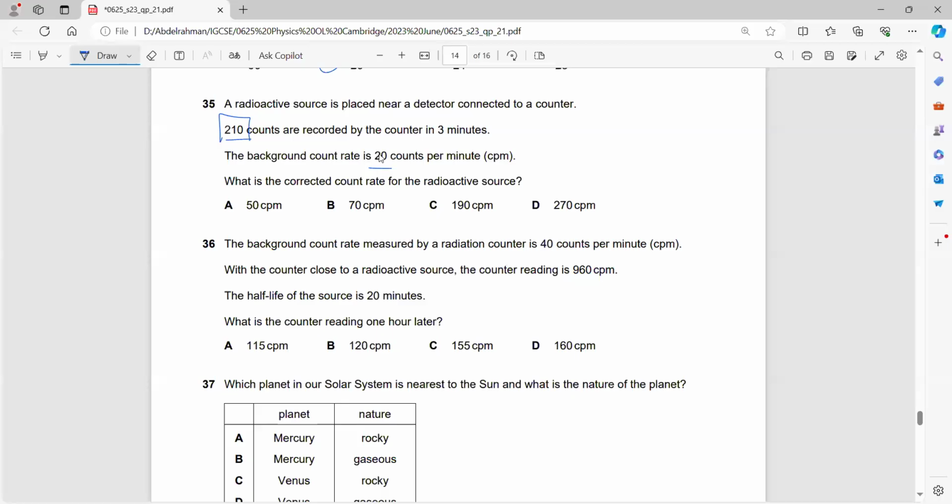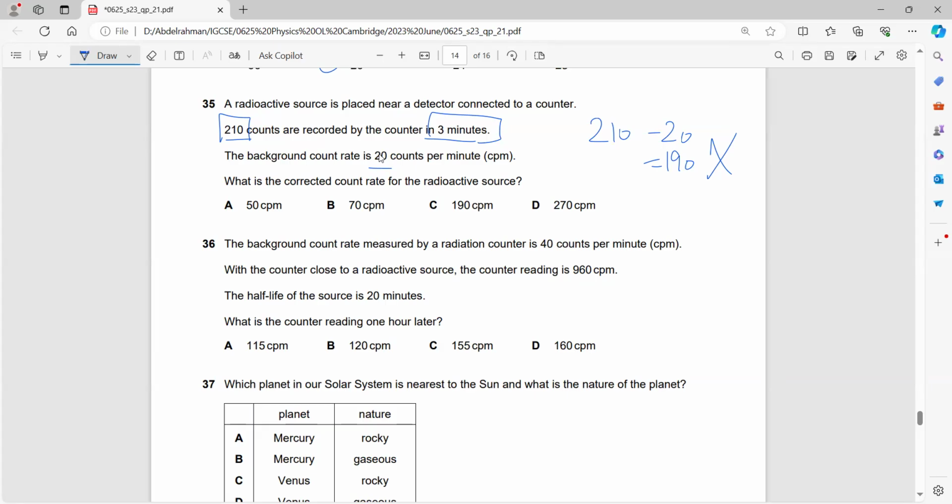210 counts are recorded in 3 minutes. Okay? 210 counts are recorded in what? In 3 minutes. I know most of you want to just say, well, 210 minus 20 would be 190. Is this right? No, it's wrong. Why is it wrong? That's what we used to do. Just minus, okay? 210 minus 20, and that's it. It should be 190. Is that right?